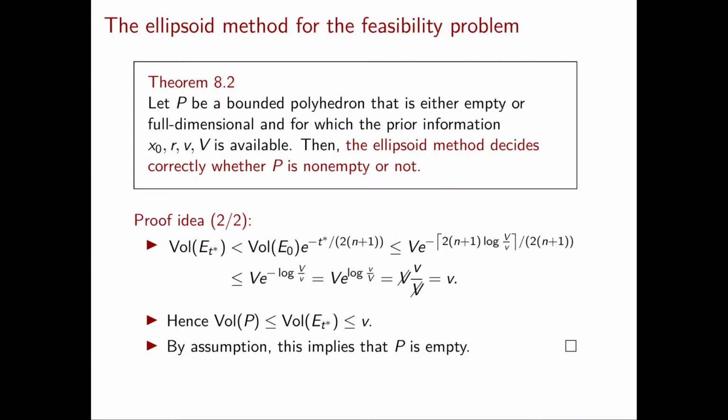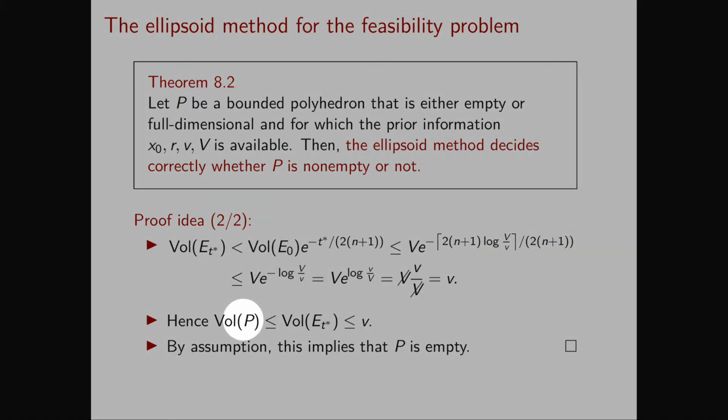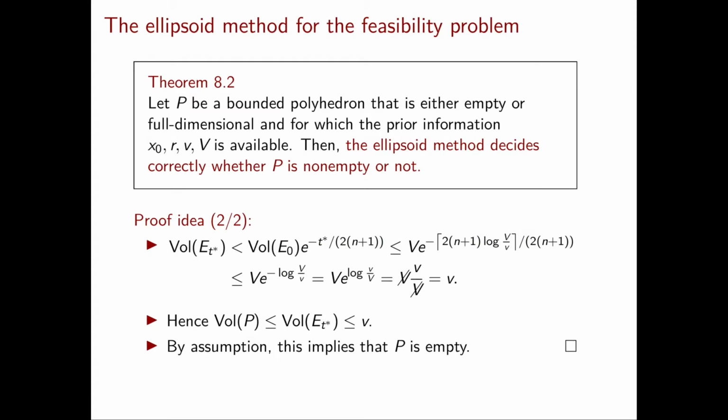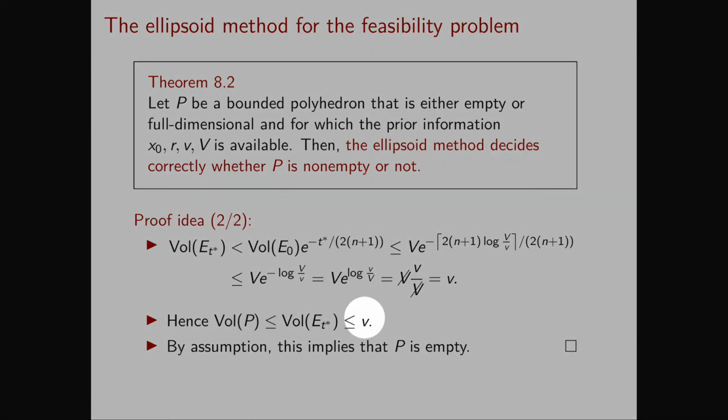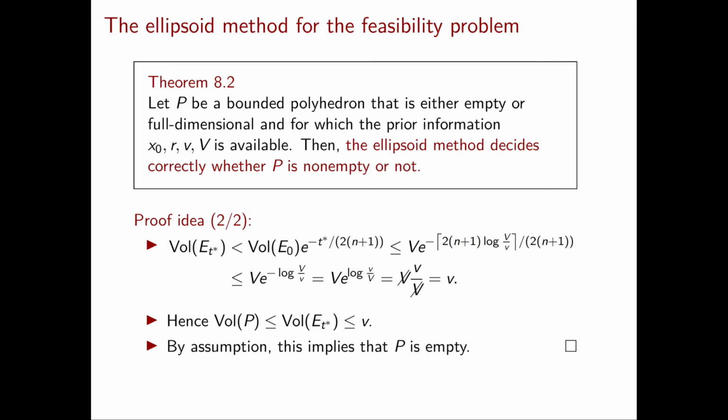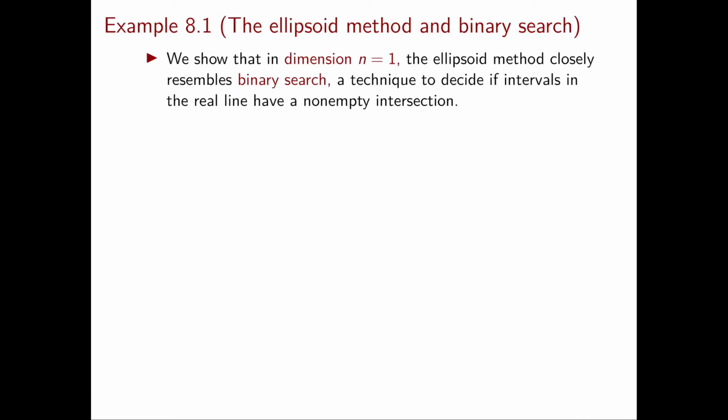Now, since P is contained in the last ellipsoid E_{t star}, we have that the volume of P is at most the volume of E_{t star}, and we have just shown that this is at most v. We have shown that in this case the volume of P is at most v. Now recall that by assumption our polyhedron P is either empty or it has volume strictly larger than v. Therefore, the only possibility is that P is empty. And this concludes the proof of theorem 8.2. In the previous video, we have already seen a visualization of the ellipsoid method in dimension 2.